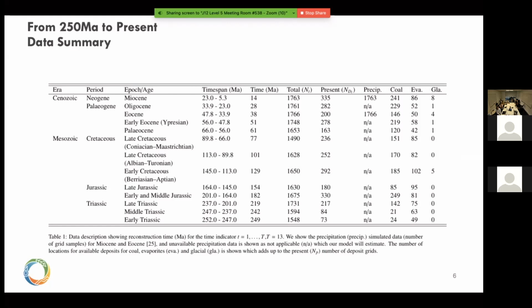And that's the way that the sediments are broken out. Here's coal, here's the evaporites, and there's not many glacial ones back in the past. In fact, there's hardly any glacial ones at all. So that's the sort of data.